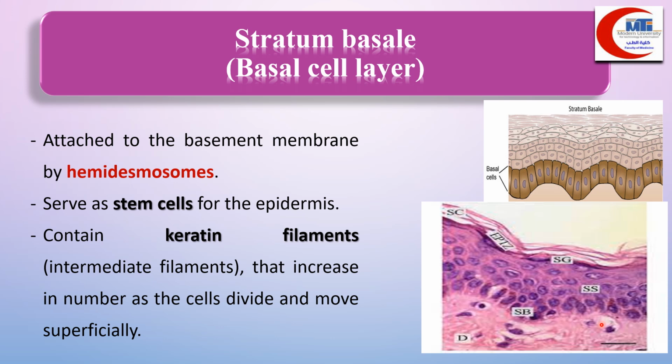With electron microscope, the cells bind to each other by desmosomes and to the underlying basement membrane by hemidesmosomes. The cells contain free ribosomes, intermediate filaments, or tonofilaments or keratin filaments, and also contain melanin granules.